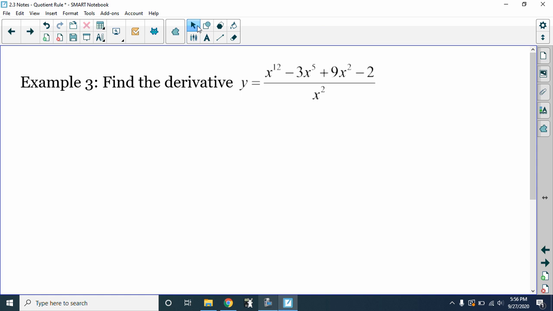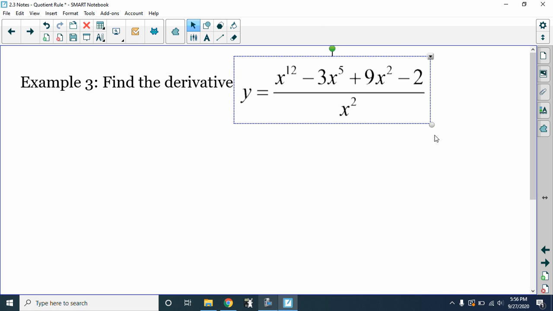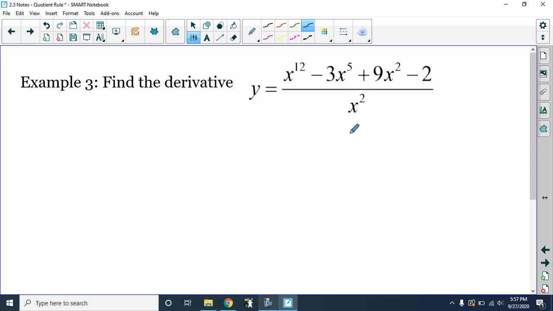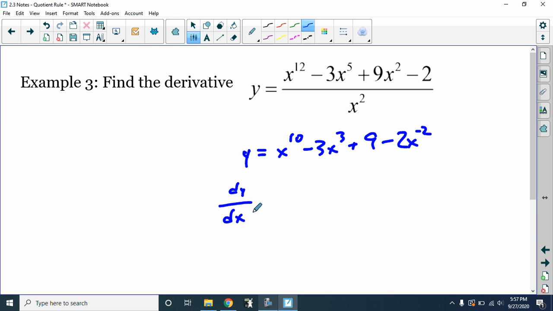A couple of them that are a little bit different. One like this, even though we have a quotient, even though we're dividing two things, you don't have to use the quotient rule because this is a monomial, one term here. We've actually done ones like these before. So divide everything by x squared. 2 divided by x squared, I'm going to write as 2x to the negative second. And then we can find the derivative without using the quotient rule.